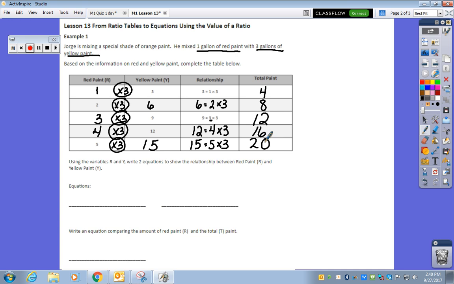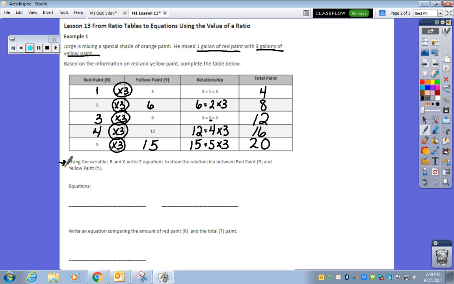So now, this should not be much new to you. We've already done ratio tables based on a ratio. What we're going to do next, though, is we're going to see how we can write some equations based off of the ratio table. So the next set of directions says, using the variables R for red and Y for yellow, write 2 equations to show the relationship between red paint R and yellow paint Y.